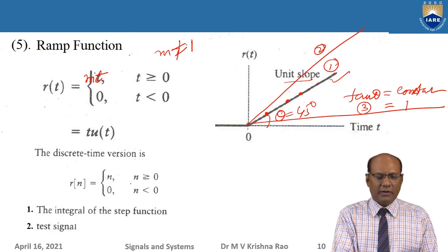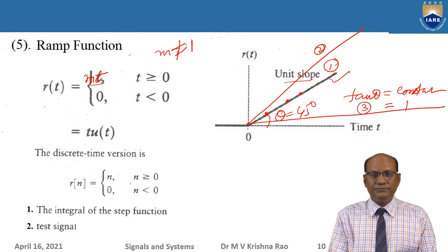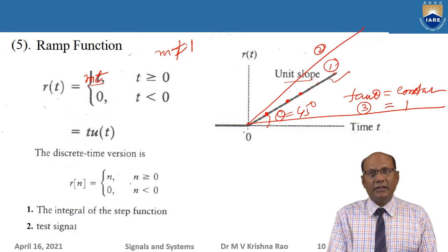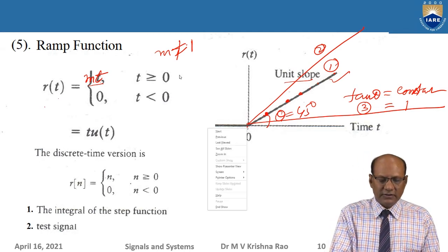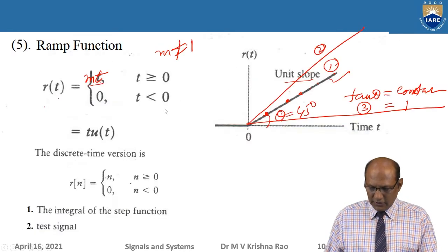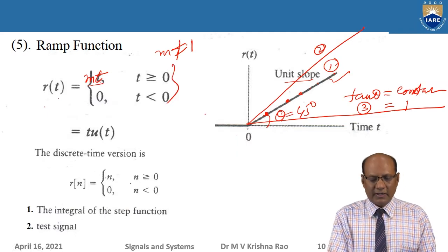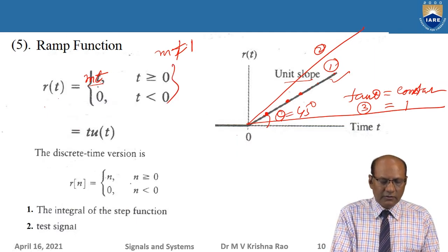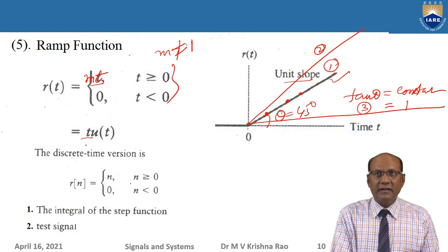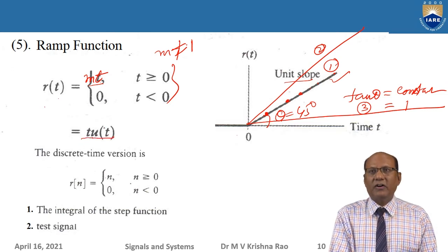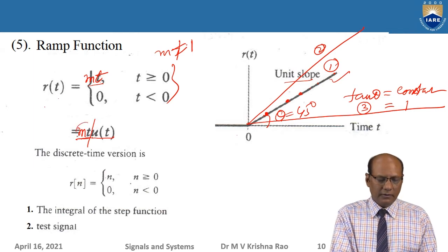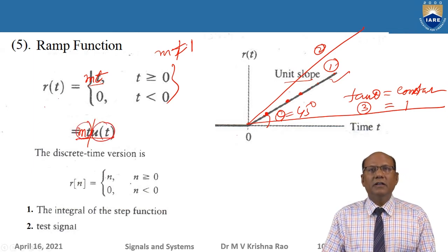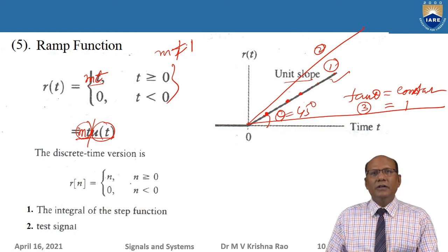Now in general I am writing m of t, and this starts at t equal to 0. Instead of specifying this time range, I can avoid it by multiplying this straight line by the unit step function, which we have studied earlier. So this is m into t multiplied by the unit step function. When m equal to 1, it means unit slope.